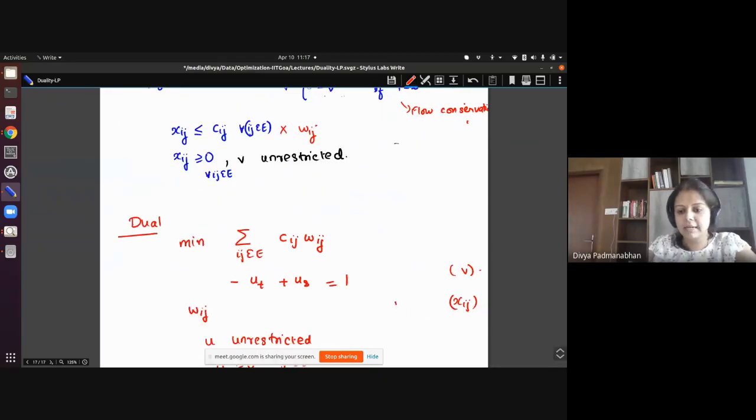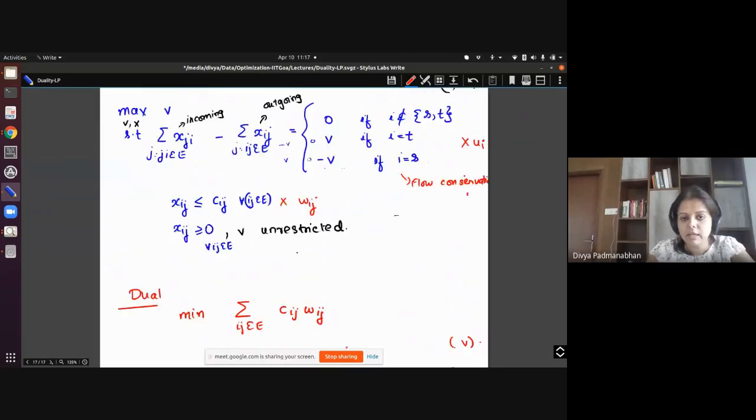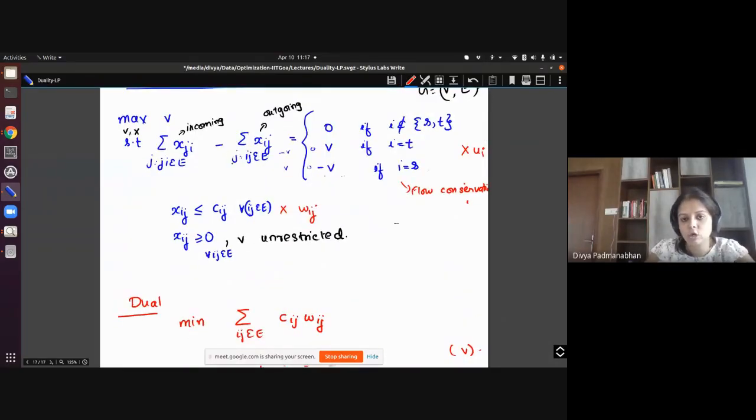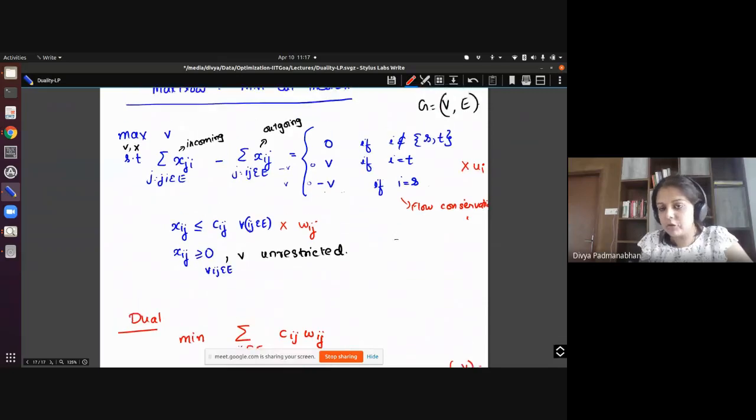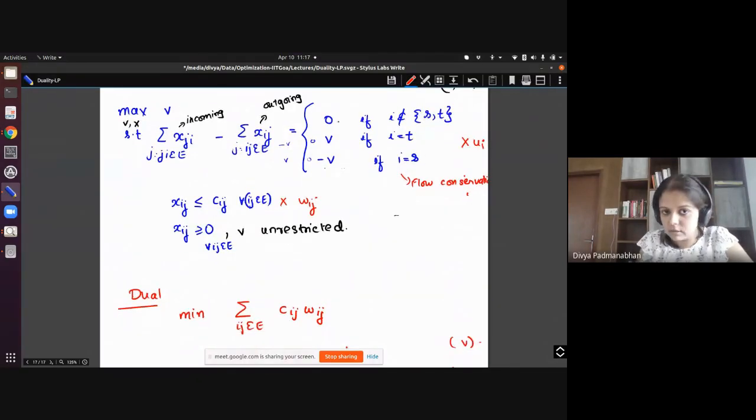Okay, so for every ij in E, so for every edge, we're writing the constraints corresponding to that. Corresponding to this constraint, you have Wij. Now you need to figure out what the coefficients are corresponding to this set of constraints, the flow conservation. Remember, this is there for every i, so for every vertex, you're going to have one constraint.